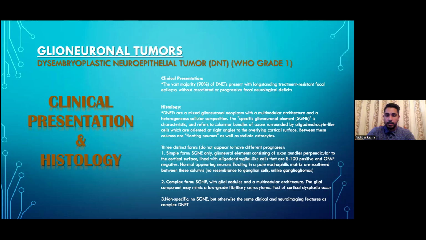The second one, the complex form: SGNE with glial nodules and a multinodular architecture. The glial component may mimic a low-grade fibrillary astrocytic tumor with foci of cortical dysplasia occurring. The third, the non-specific type: no SGNE, but otherwise the clinical and neuroimaging features are the same as complex DNETs.